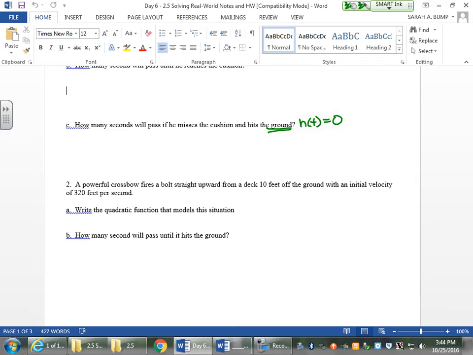Our original model does not change, so the initial height is still 100, but this time we're subbing in 0 for h of t instead of the height of the cushion. So this all stays the same. The negative 16t squared plus the initial height of 100. Still solving by square roots, because it's still a falling object problem. Subtract over the 100. Divide by negative 16. Negative 100 divided by 16 is going to be 6.25.